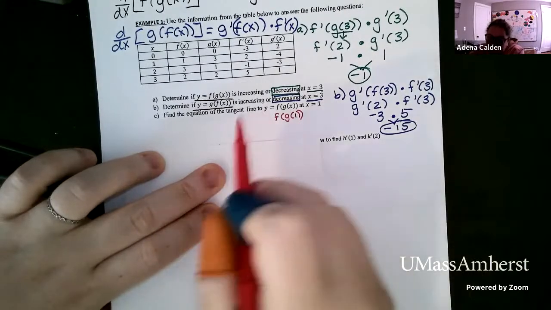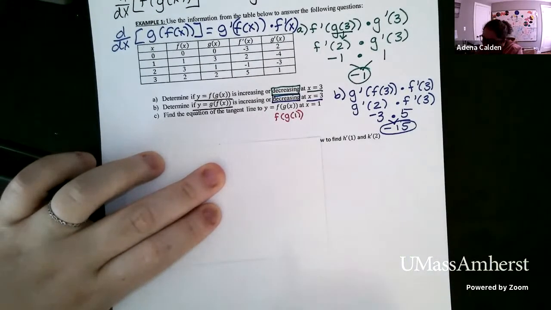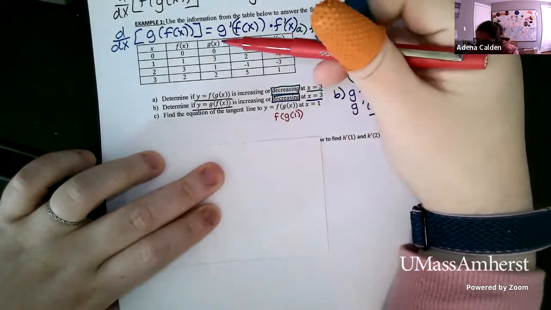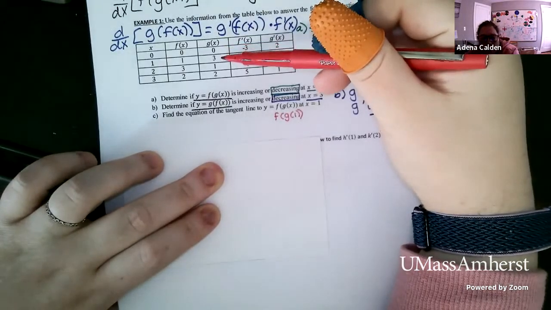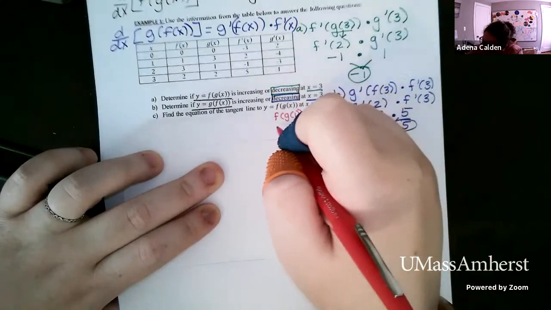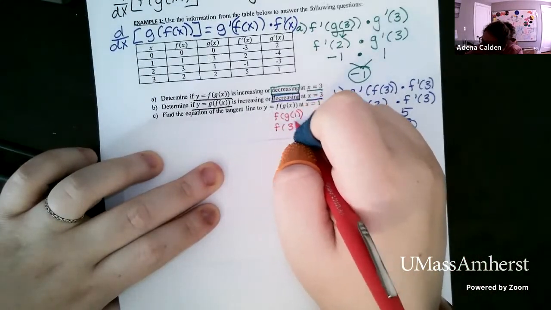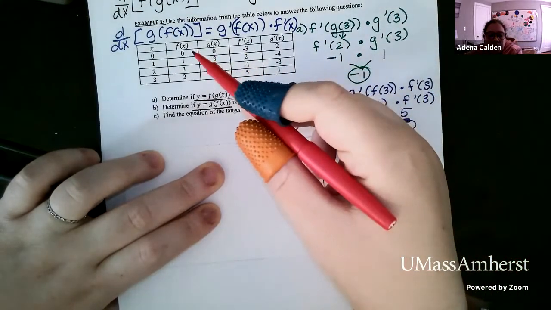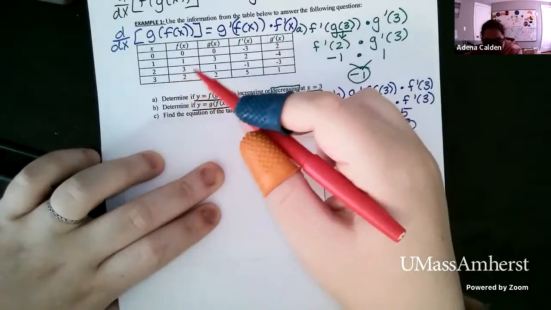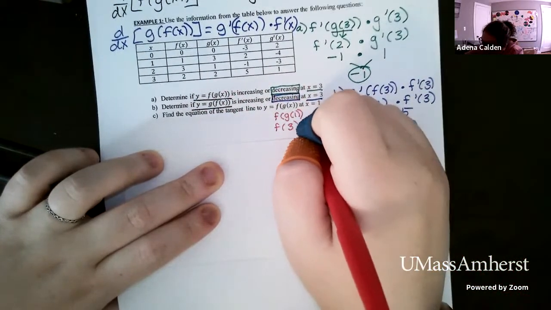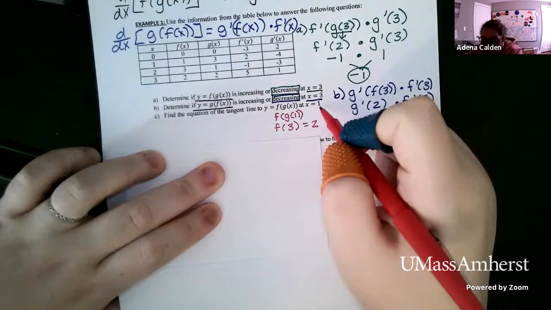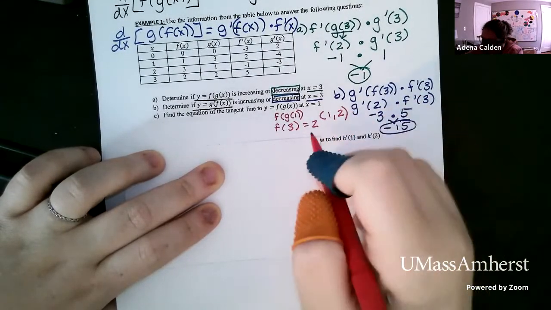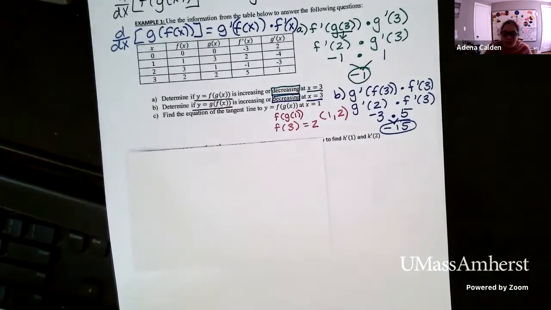So to get the y value, we have to work from the inside out. We did this a little bit in 1.8. So g of 1 means we go to the g function, we go down to 1, and we get a value of 3. So now we have f of 3. So f of 3, we go to f, we go down to 3, and we get a value of 2, which means that our point is (1, 2). Right? We found that y value. So now we have our point.